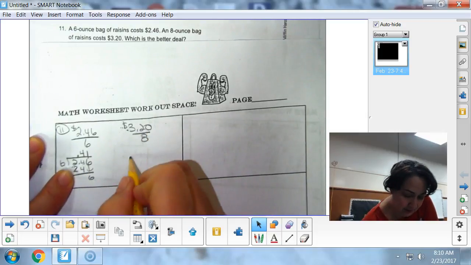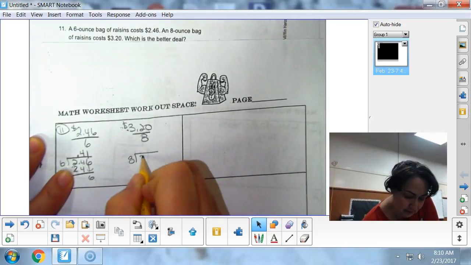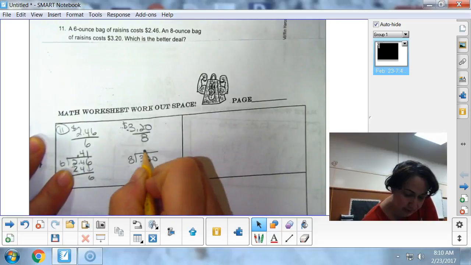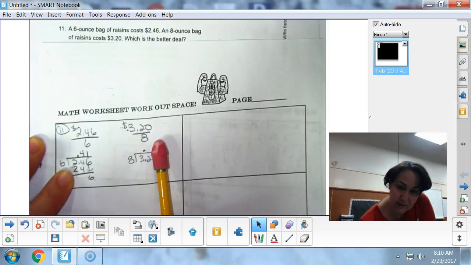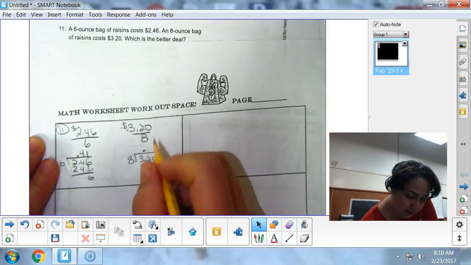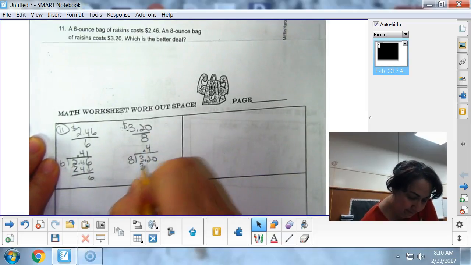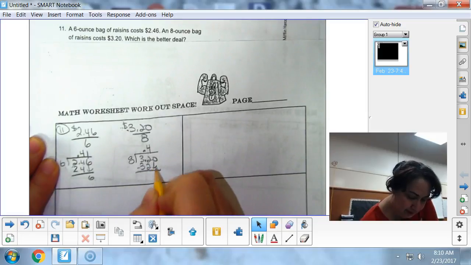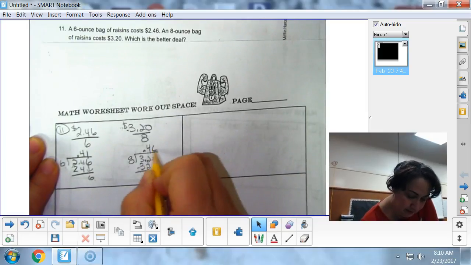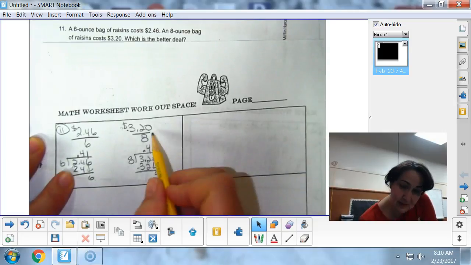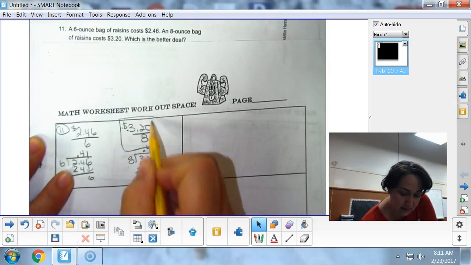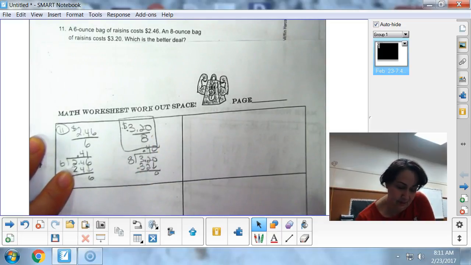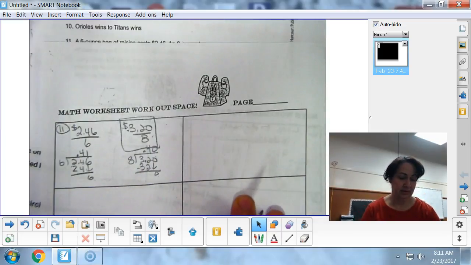And then I'm going to check this one. 8 into $3.20. Decimal point goes straight up. 8's too big to go into 3. I'm going to go into 32. 4 times 8 is 32. I'm going to bring the 0 down. 8 goes into 0 times. So this bag costs 40 cents per ounce. So this one is the better deal. Okay? Let's go ahead and do number 12 together.